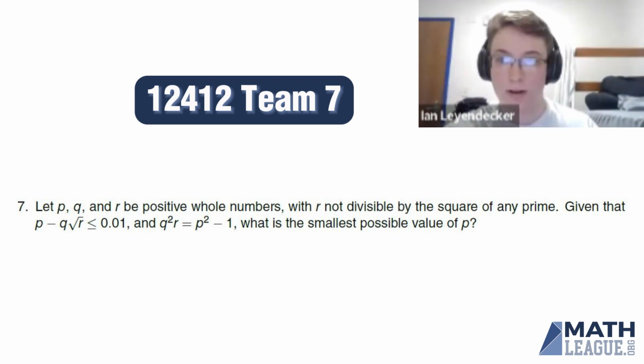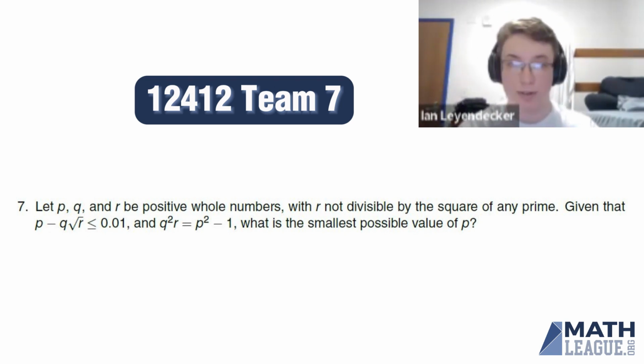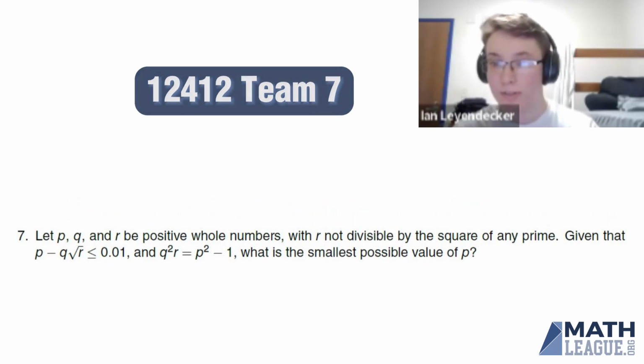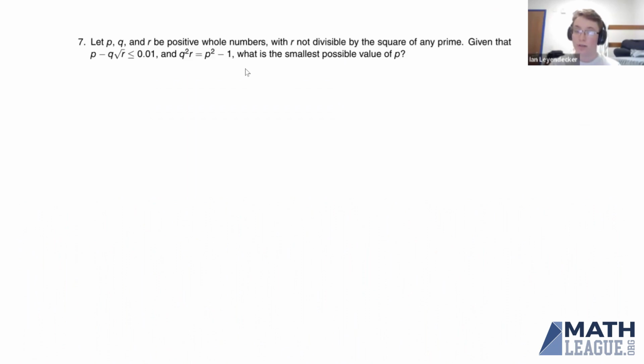I'm going to be going over problem number 7 from the team round. Problem number 7 reads, let P, Q, and R be positive whole numbers with R not divisible by the square of any prime. Given that P minus Q times the square root of R is less than or equal to 0.01, and Q squared times R is equal to P squared minus 1, what is the smallest possible value of P?